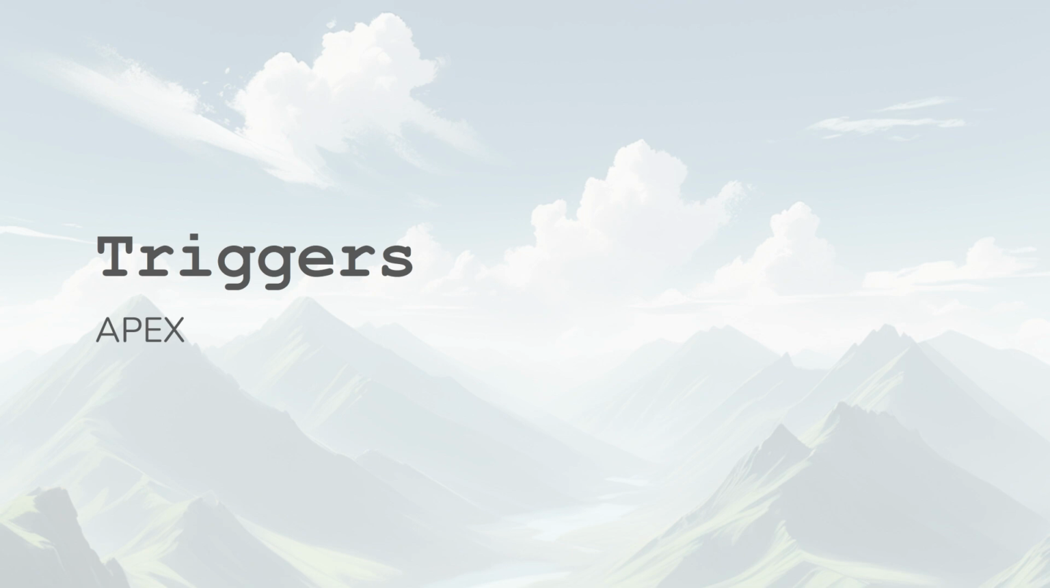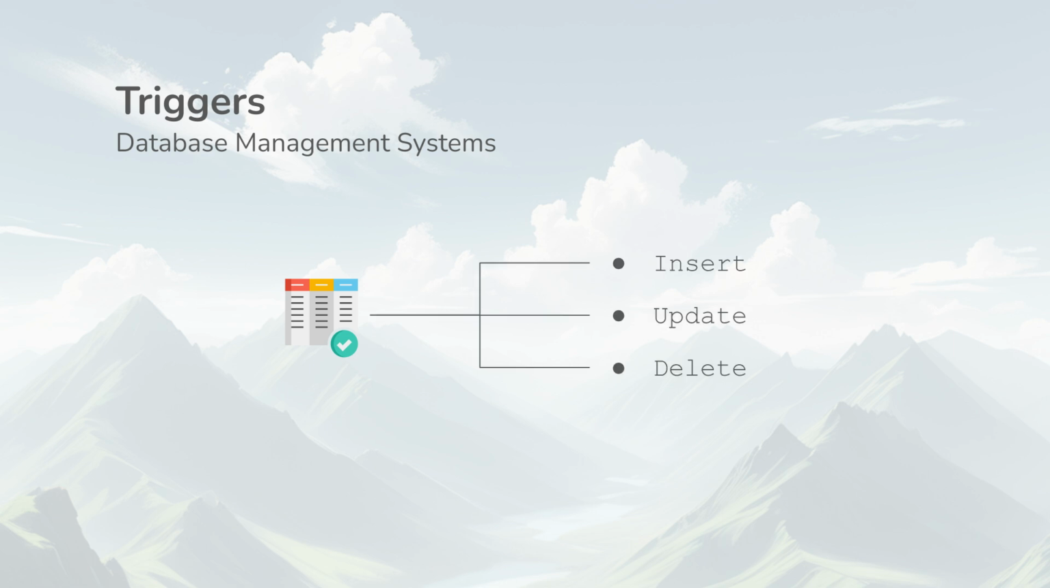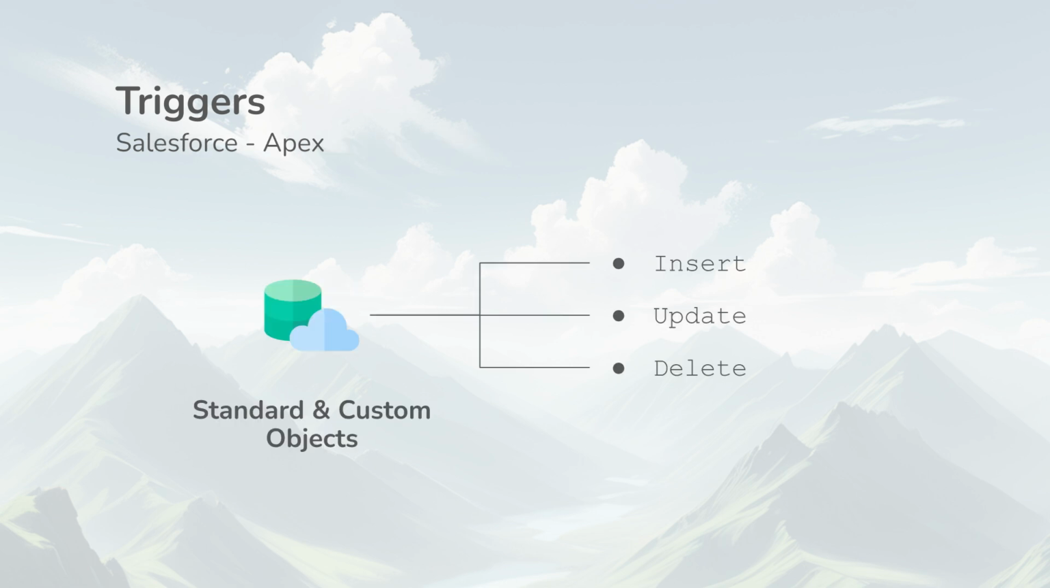So let's get started. Before we try to understand the Apex triggers, we need to understand the database triggers. So, what are the database triggers? Database triggers are the events that are attached to every table that inform us whenever there is a database operation like insert, update or delete happening on a table. In Salesforce also, whenever we perform such DML operations on standard or custom objects, these events are triggered.